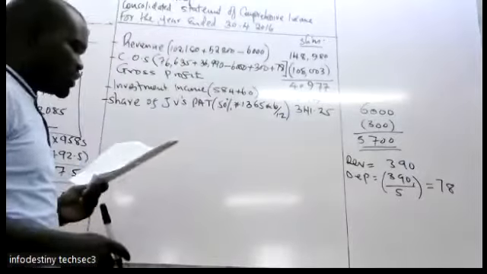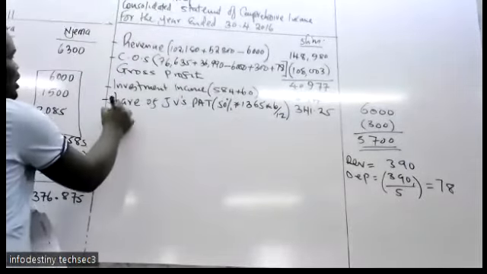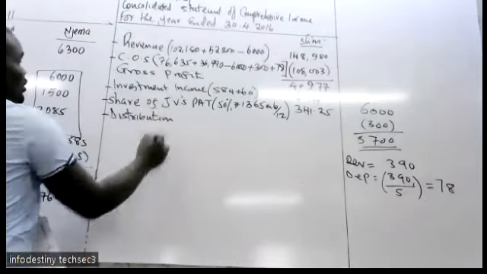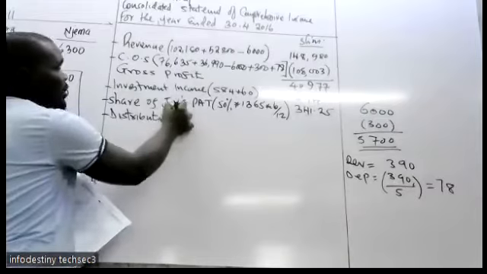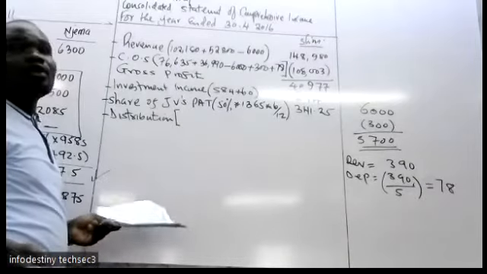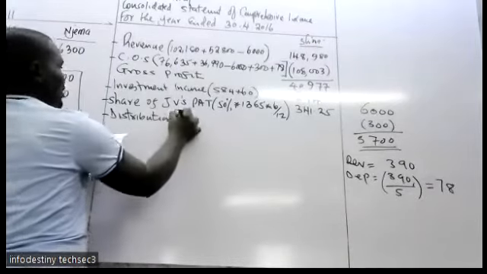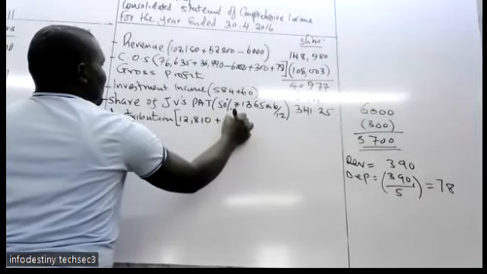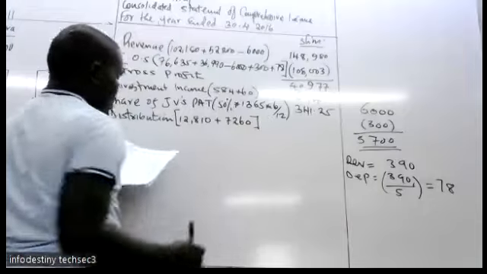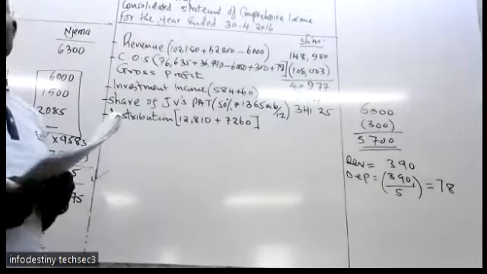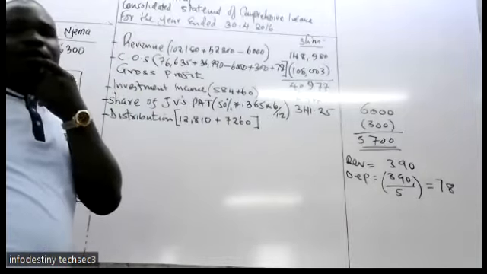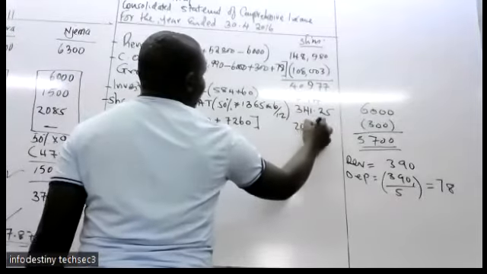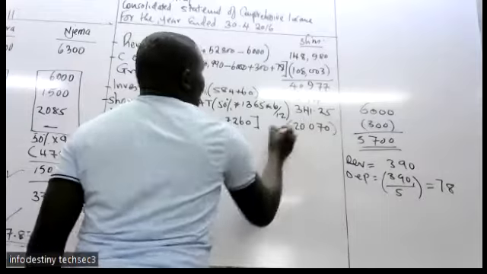After that, we have what? Distribution. Okay, distribution from the joint venture on our working. So it's a matter of addition. What plus what? 12, 8, 10 plus 72, 60. How much? 20, 70. Proceed.